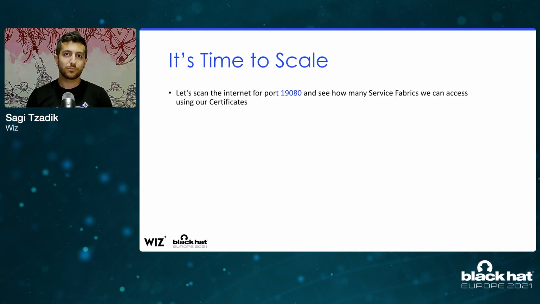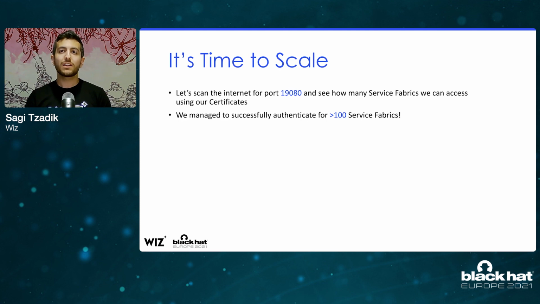So we decided to scan the internet for the Service Fabric management port and see how many endpoints will let us authenticate using our master key certificate, the fabric.westus1 certificate. We managed to successfully authenticate to over 100 Service Fabrics from our office over the internet. Even though we used the fabric.westus1 certificate, it turns out that it can be used to authenticate to many other regions and services.